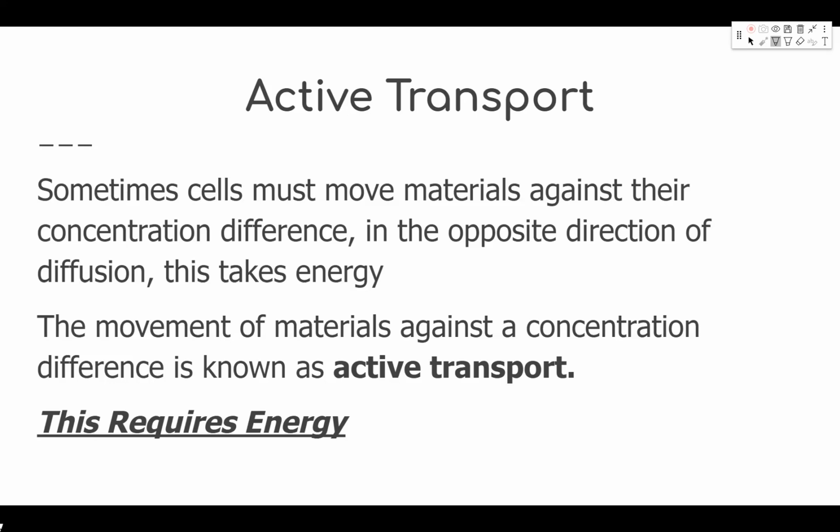So, if we have our little cell here, this is outside the cell, and this is inside the cell. And we've got a lot of, let's say, sugar on the inside, and not a lot of sugar on the outside. Sometimes our cells just need sugar, right? Sometimes they don't have enough of it in order to get energy and do the cell things. So they will move things from an area of low concentration to an area of high concentration, in the opposite direction of diffusion, working against diffusion. This takes energy.